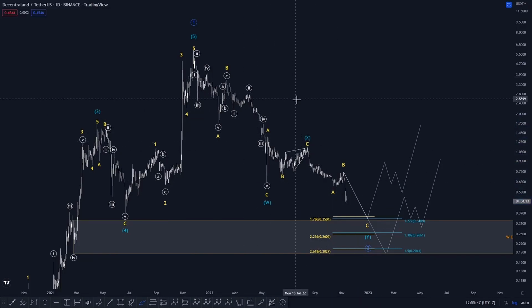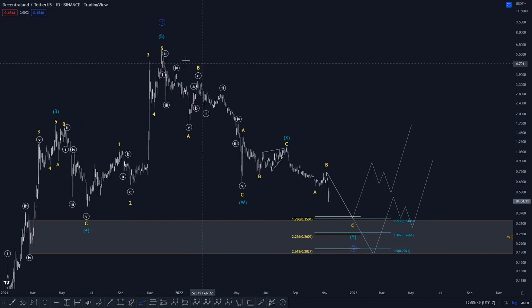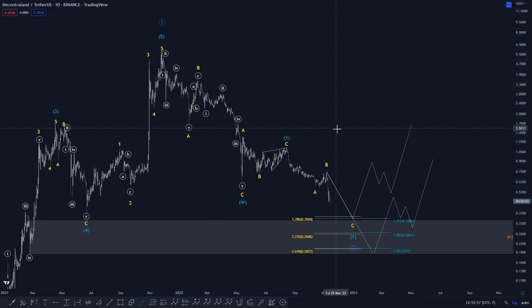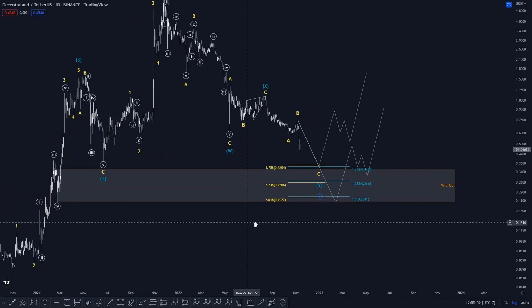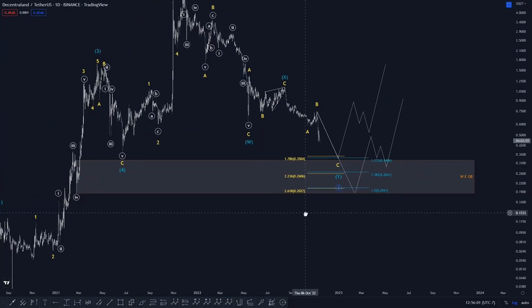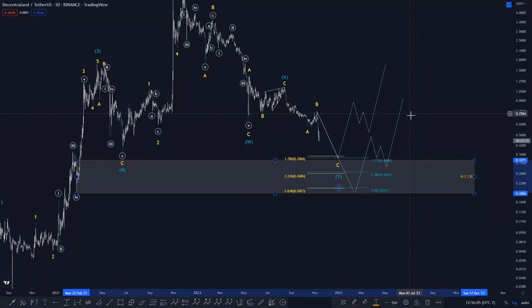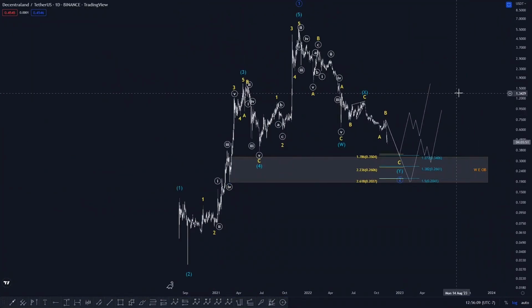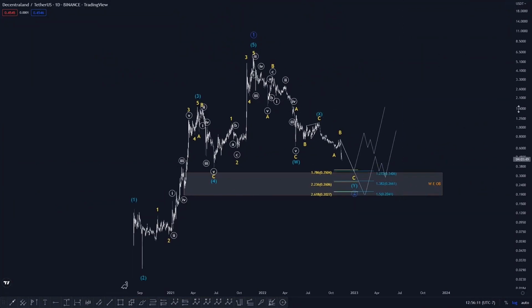But we could even look at this alternatively, just like with the other counts, where this is a 1, 2, 3, 4, 5. That could be possible too. But I do have a clear level here, at least for MANA. This weekly order block right here, from 32 cents to 18 cents. It is a large zone, but once again, we would expect a rejection off of the zone immediately.